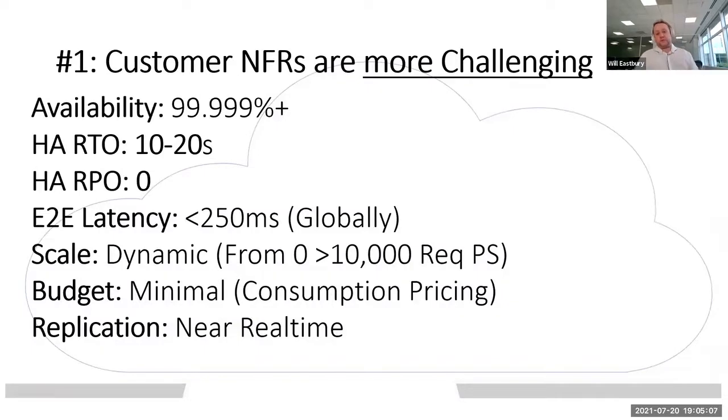So kind of point one around customer NFRs being more challenging. It is not uncommon for us to be seeing 4 or 5 nines in service levels now, with high availability recovery times in 10 to 20 seconds with 0 data loss, with a service that requires end-to-end latency of less than 250 milliseconds inside processing. We are seeing some customers come to us with data requirements for single-digit milliseconds globally, which up until best part of a couple of years ago was just impossible to do. There was no cloud platform that could actually do that.